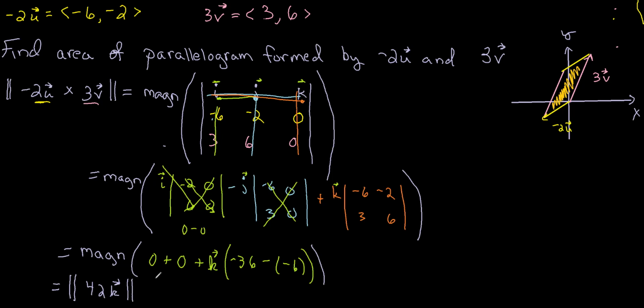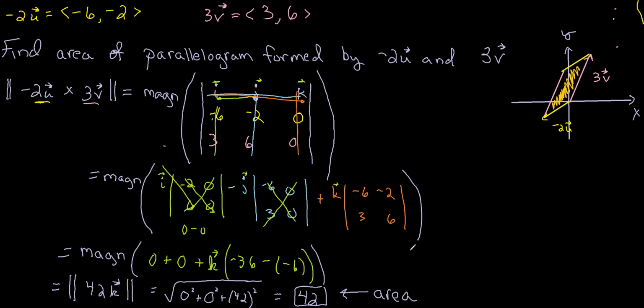And the magnitude of a vector we know is the square root of the x component squared, the y component squared, and the z component squared. Now, there's no sense in squaring 42 just to take the square root of it, right? We're just going to get the magnitude here is 42. And that would be my final answer for the area of that parallelogram.